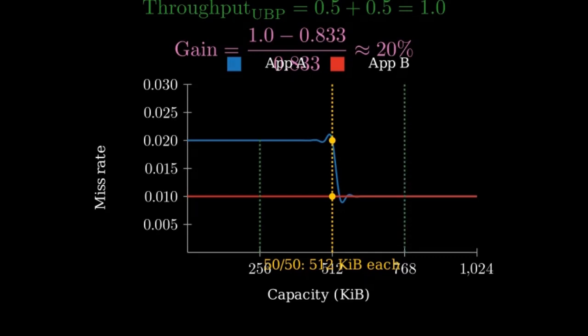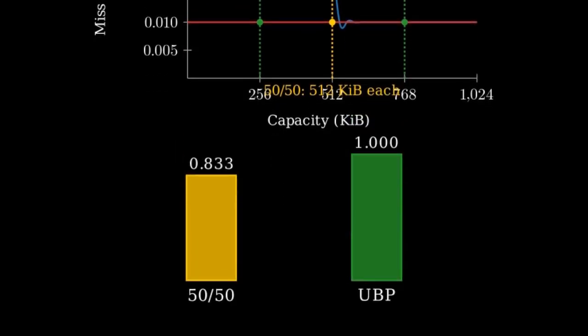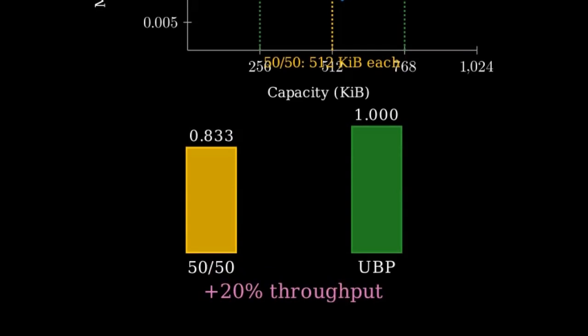Now, we mark the utility-based split, A at 768 kilobytes and B at 256 kilobytes. Application A moves to the lower 1% shelf, while application B stays at 1% since its curve is flat. This picture makes the utility argument clear. The marginal benefit of capacity is much larger for application A near the knee. Let us compare throughputs side by side. The equal split achieves 0.833, and the utility-based split achieves 1.0 in the same normalized units. That is about a 20% improvement by assigning cache where it has higher marginal utility.